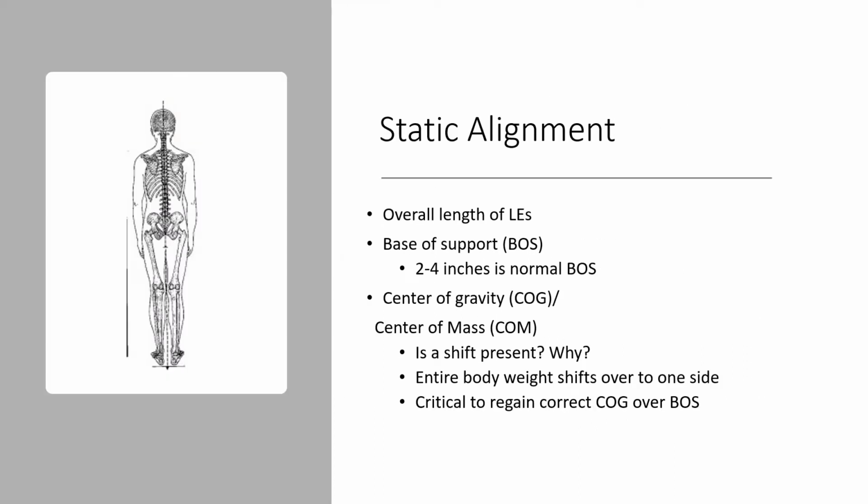When analyzing a patient via their static alignment, you want to look at the overall length of the lower extremities to see if you see a discrepancy on one side versus the other. You want to see that the base of support is fairly normal, anywhere between 2 to 4 inches. You want to check their center of gravity over their center of mass and see if they're doing any sort of shifting. If they are shifting, why are they shifting? Is it appropriate or is it more than what we'd expect to see? We want to make sure that the patient can regain their center of gravity over their base of support if they were to lose their balance with other challenges that they might have throughout their day.